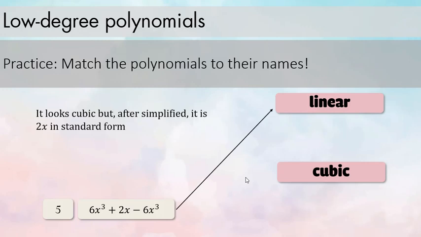Because 2x is a linear polynomial, this is a linear polynomial. So please remember that always simplify before determining the degree. Remember that, because there are a lot of similar polynomials which have the terms of high powers that can be cancelled by each other. So always simplify it before you determine the degree.